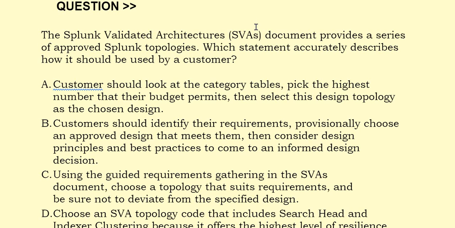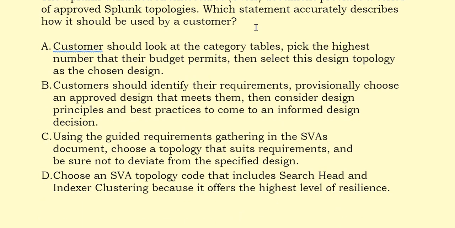Option C. Using the guided requirements gathering in the SVA document, choose a topology that suits requirements and be sure not to deviate from the specified design. Option D. Choose an SVA topology code that includes search head and indexer clustering because it offers the highest level of resilience.